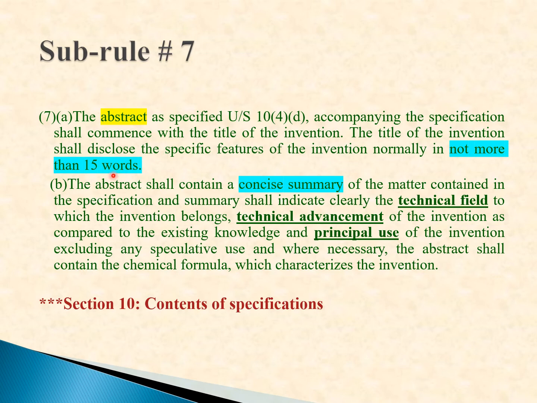Right? Next, clause B. The abstract shall contain a concise summary of the matter contained in the specification and summary shall indicate clearly the technical field to which the invention belongs, the technical advancement of the invention as compared to the existing knowledge and the principal use of the invention excluding any speculative use, and where necessary the abstract shall contain the chemical formula which characterizes the invention. Fine. So we can say that the summary must clearly enable the invention.